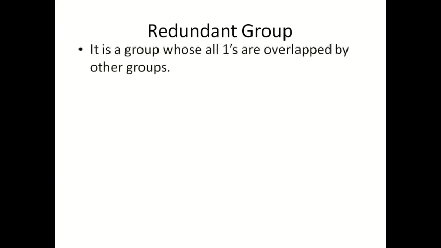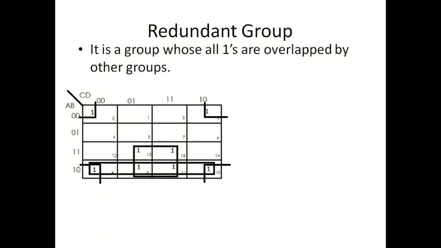Now this is again one of the important topics, that is redundant group in the K-map. Now how can we identify the redundant group? Now see, it is a group whose all ones are overlapped by other groups. For example, now see, this is one example. Now if you see this map, I am having 3 quads here.